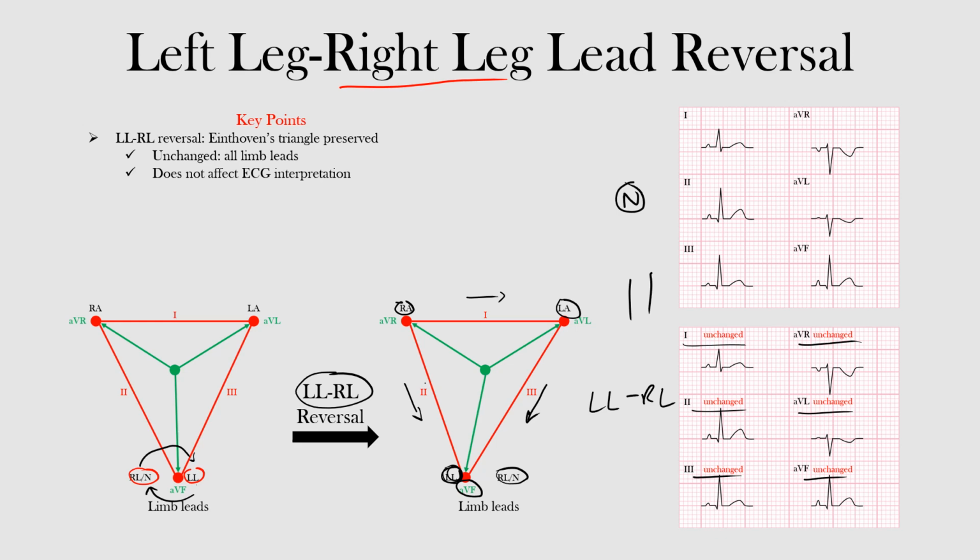So this left leg, right leg reversal, or these lower limb electrode reversals, in this case, we have Einthoven's triangle being preserved, okay? And because it's preserved, we pretty much have all the limb leads remaining the same, okay? So the ones that are unchanged are pretty much all the limb leads. Remember, this does not affect the EKG interpretation, so if this happens, well, I guess it's a mistake, but at the same time, it's not going to affect how we interpret the EKG.